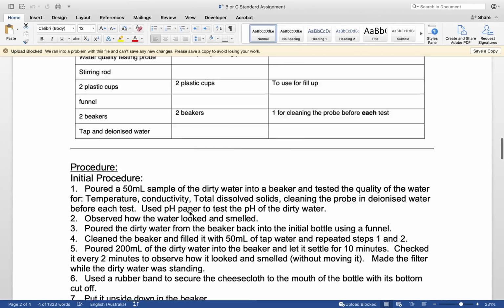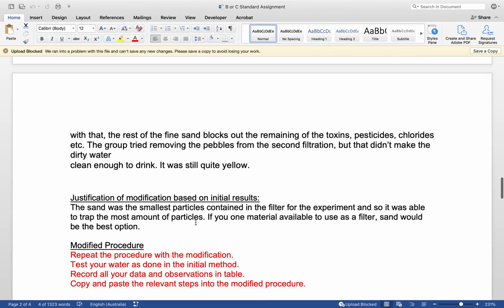Let's have a look at the B or C student. They've tried this section here, justification of modification. Your modification is what you changed. Now, this student has put the wrong information in here. They've said the sand was the smallest particle contained in the filter, so it was able to trap the most amount of particles. They're giving me the results. I'm not interested in the results in this section. I want to know why you made the change that you did. I want you to justify what you changed, what you modified.